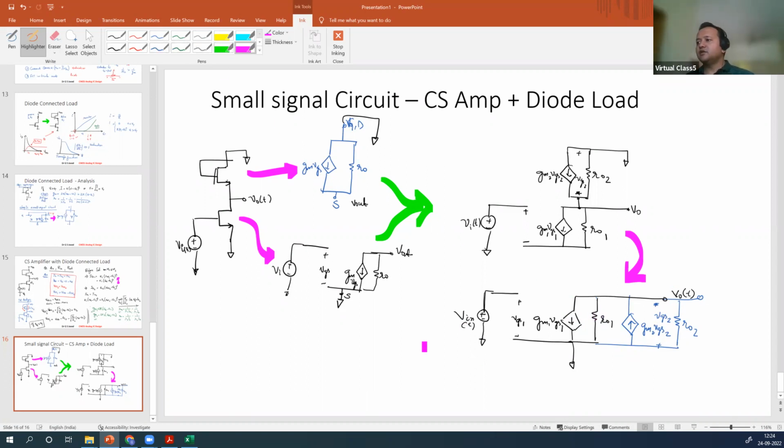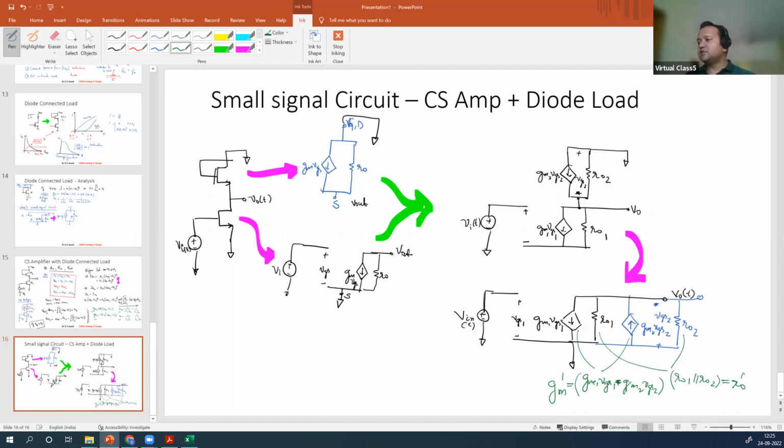Now, if you simplify it, you will merge these two. So you will merge these two, and they will become GM1 VGS1 plus minus, direction is opposite, GM2 VGS2. Then these two resistors will be in parallel. So that will be R01 parallel with R02. So this is the effective GM, GM effective. This will be R not effective. So GM effective, R not effective, same VGS is applied over here.